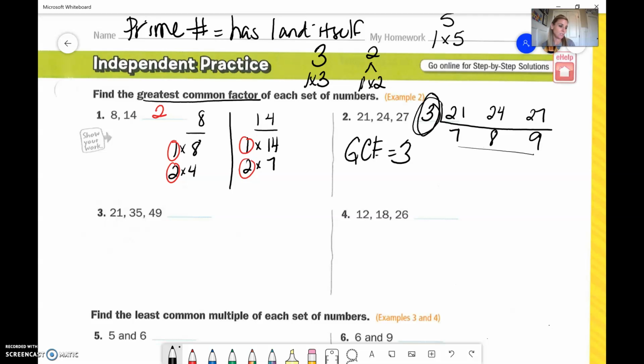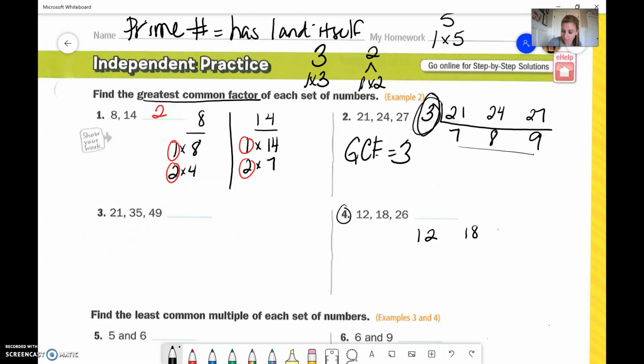Now, I want to do number 4, okay? Because we're going to see that we have more numbers that we can pull out when we do the upside down division. And we'll do prime factorization. We'll come back to that one. So let's take a look.